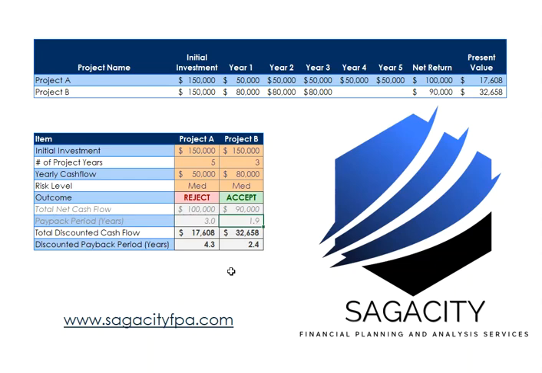But those are not the calculations that we want to make our decisions on. We want to make all of our investment decisions on discounted cash flows because we're incorporating the time value of money and the risk-adjusted cash flows. How risky is this project and how long does it take for us to get our money? The next line, total discounted cash flow. Project A, $17,608. Project B, $32,658. You see, at the conclusion of year 5, we have $100,000. That's more than $90,000 for Project B.